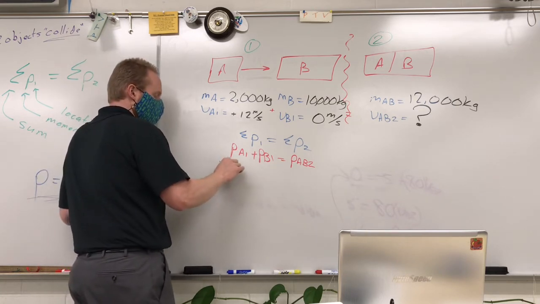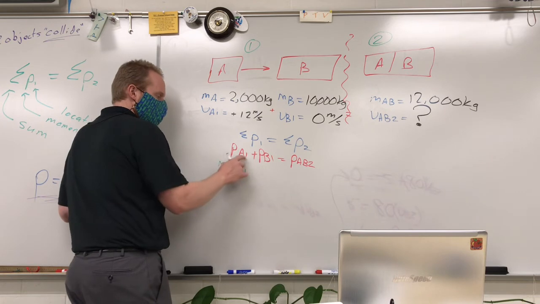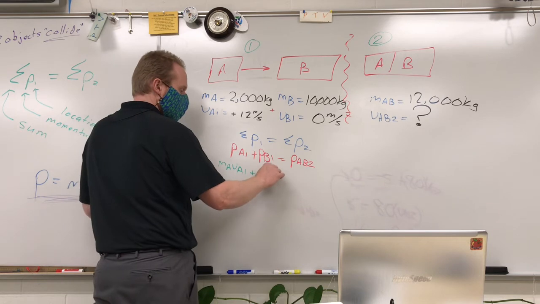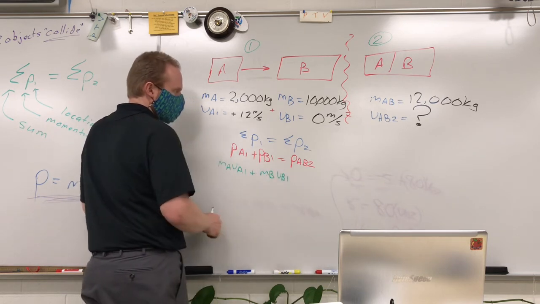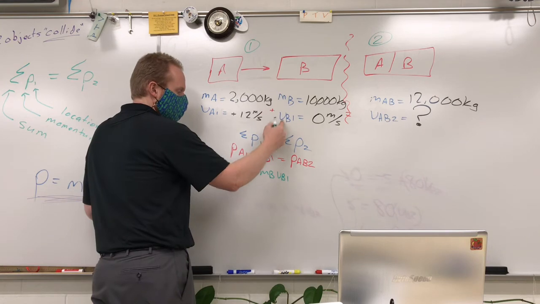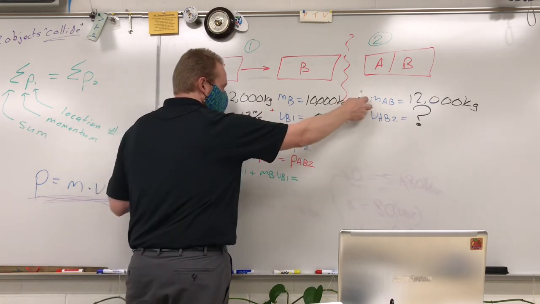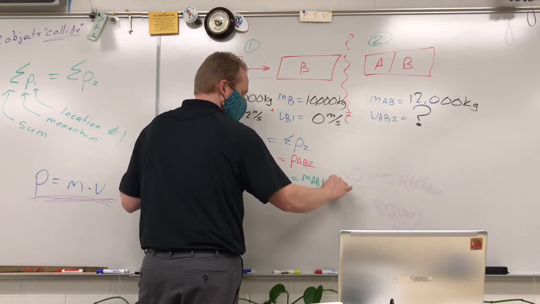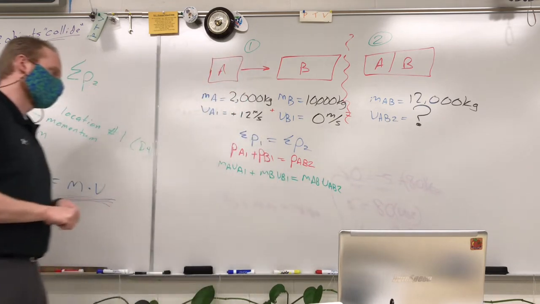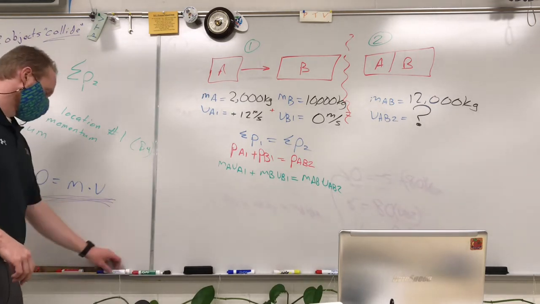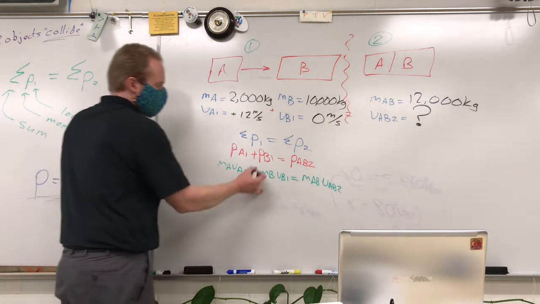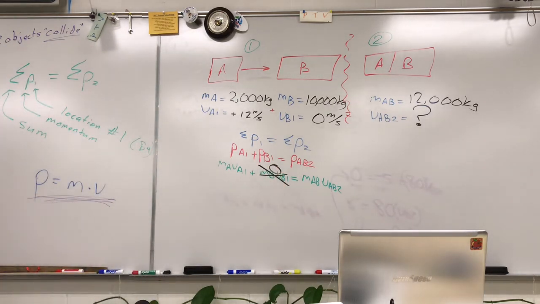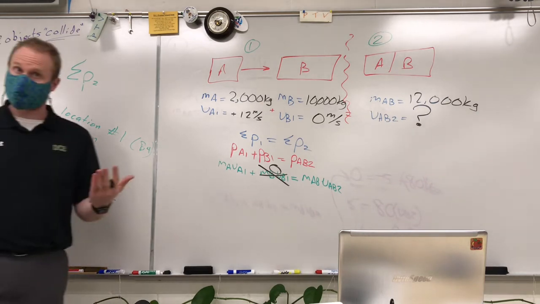So the momentum of object A at location 1 is the mass of A times the velocity of A at location 1, plus the mass of B times the velocity of B at location 1, which is equal to the mass of AB times the velocity of AB after the collision. The initial velocity of the semi was 0 because it was sitting at a stoplight, which means it has no momentum to start.